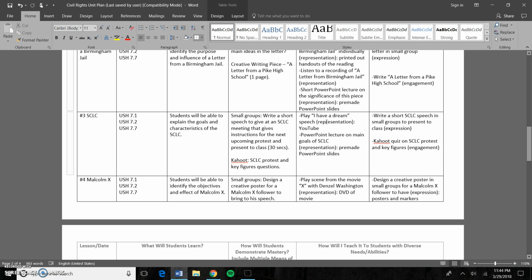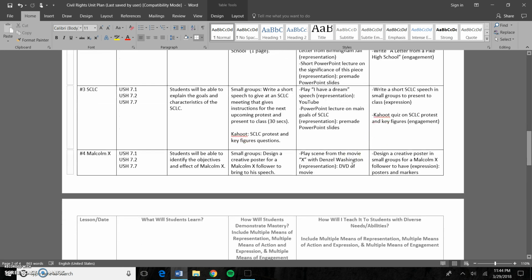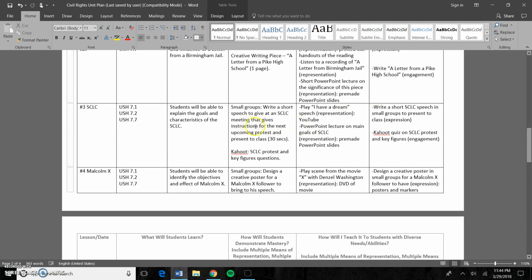And playing that off of YouTube, then go into a brief PowerPoint on the main goals of the SCLC, how they organized themselves, what their main goals were in the civil rights era. Then the students will get into small groups and write a short SCLC speech at a possible meeting that would give instructions on how to prepare for an upcoming protest. And they will present this to the class. There will also be a Kahoot quiz on SCLC protests and key figures at the end of the lesson.